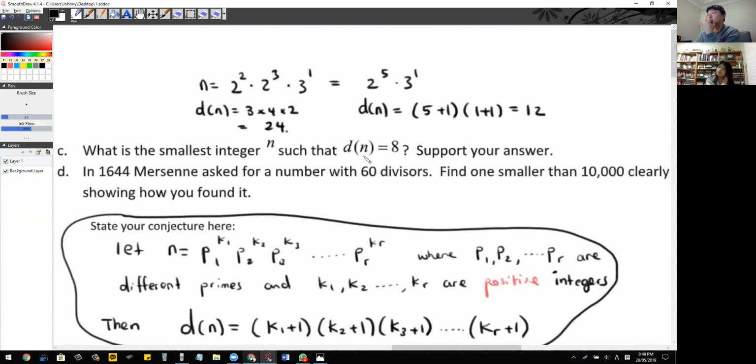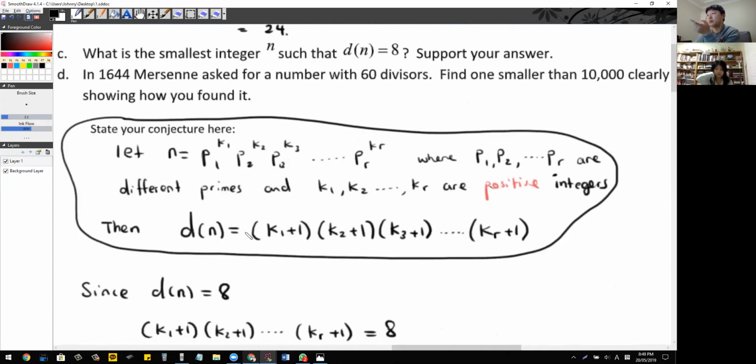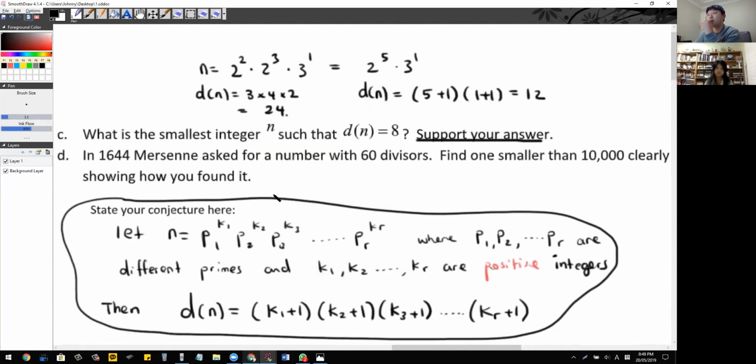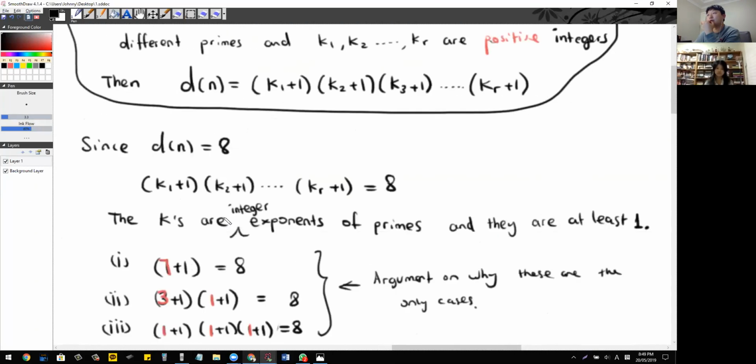Okay. So yeah, there are two ways of doing it, either by trial and error, or what we just did here. Either way, you can support your answer, right? But probably your teacher wants you to do it this way here.